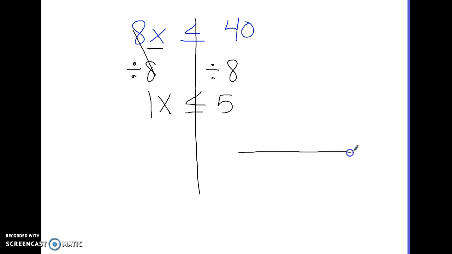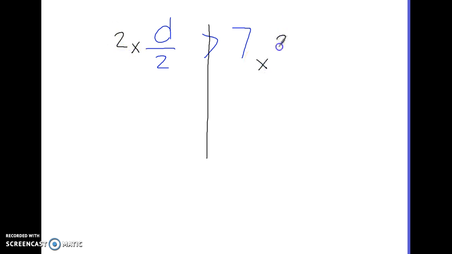If I'm drawing my number line, I'm going to start at 3, and I can see that x is less than or equal to, and since it could equal 5, my circle is going to be closed at 5. And then the numbers less than 5 are when I go towards 4, so my arrow will be pointing towards the left.